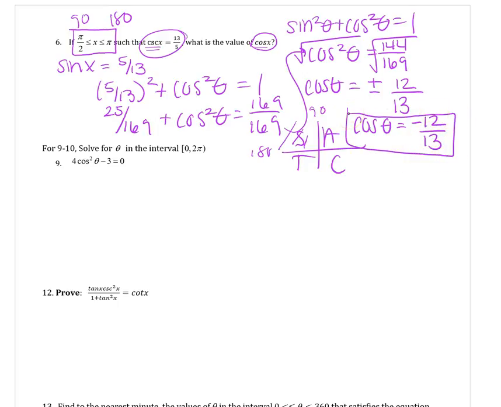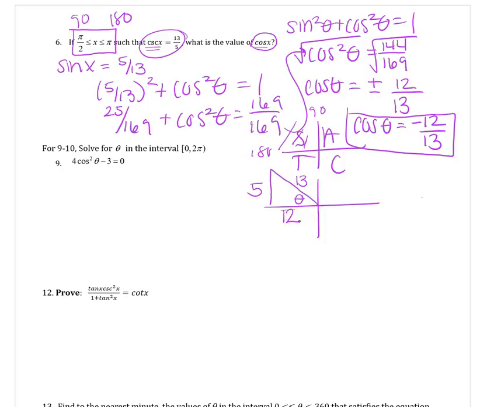So that's using the identities. Now, technically, it didn't tell me I had to use the identities. So if this was a test question and I don't want to use the identities, we can just draw a triangle in quadrant 2. So here's your triangle in quadrant 2. If sine of x would be 5 over 13, that's opposite over hypotenuse. Using the Pythagorean theorem, I can solve for this missing leg, which would end up being 12.